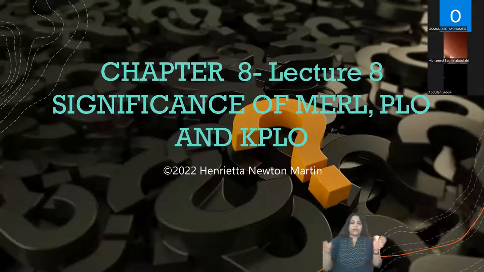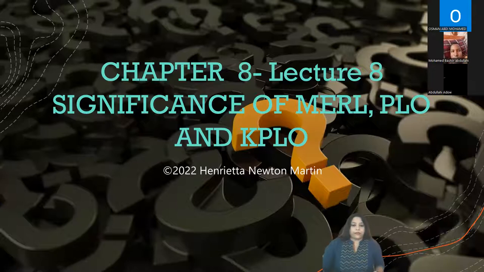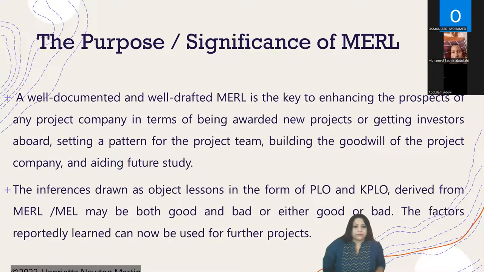Now, these are very short chapters, and this is just understood, like the learning is a very important part of it. So what is the significance? Let's move on to the last chapter, the conclusive chapter, that is the significance of MERL or MEAL, PLO and KPLO. What is the importance of it?